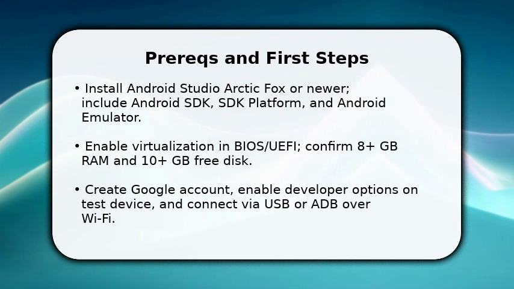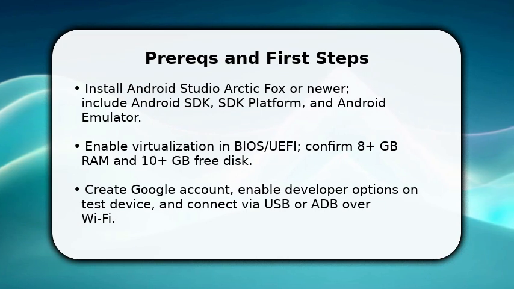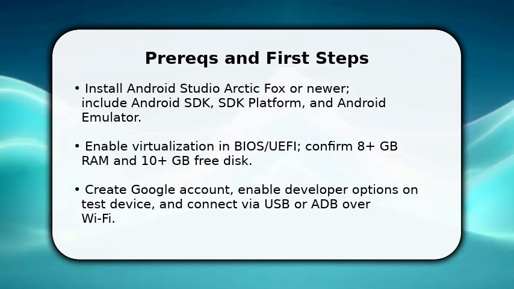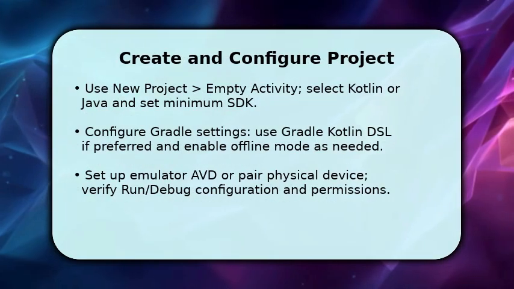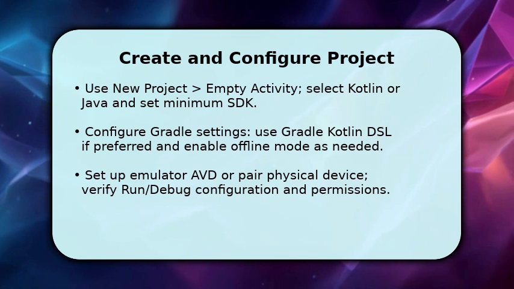Then launch Android Studio and choose the standard install. This gets the IDE, SDK tools, and emulator images installed so you can create your first project straight away. Once your environment is ready, create a new project and pick empty activity to avoid clutter. Choose Kotlin for modern projects unless you need Java.